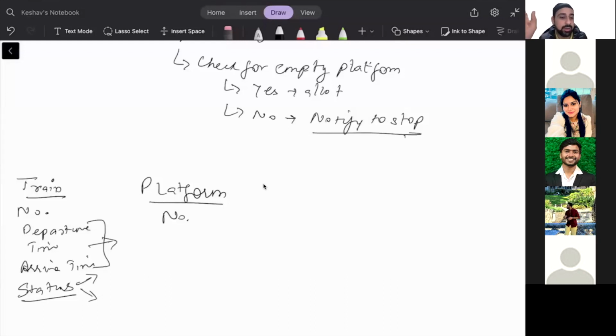Once a train is allocated a platform, I think it all depends on its departure and arrival time. Yeah, that's fine. But status, to me, it looks like a property of the train. It's just the property of a train, whatever category you say. I think they would have the category, like a super fast train or a passenger train.